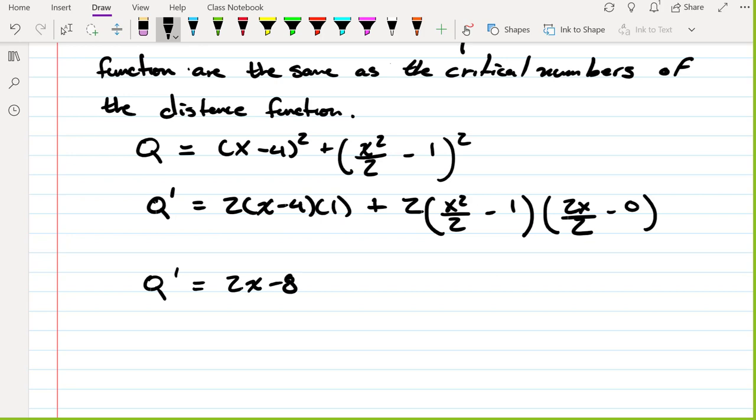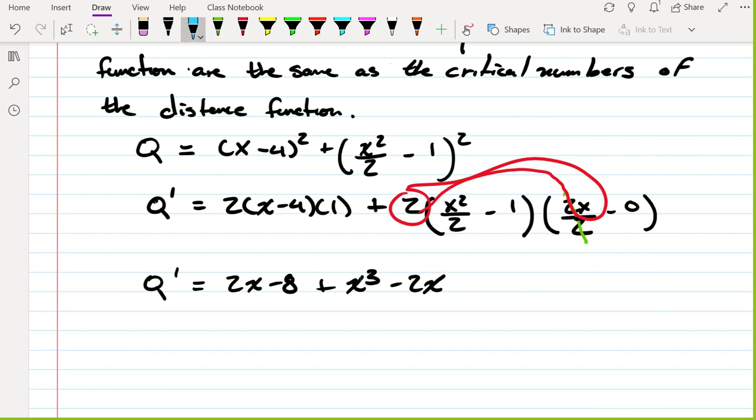So we distribute that in. These reduce out, the 2 and the 2. And then if we distribute in our 2x into our parentheses, we get 2x times x squared over 2 gives us x cubed, and 2x times minus 1 gives us negative 2x. So then a miracle happens. Those two things reduce out, and finally, after all of that, we end up with x cubed take away 8.